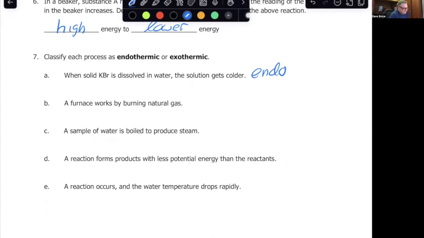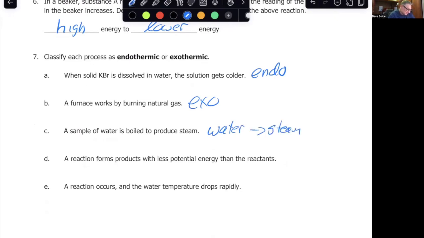A furnace works by burning natural gas. Well, that's a combustion reaction, which is very exothermic. This one's pretty easy. A sample of water is boiled to produce steam. So instead of going back and forth and thinking, I don't know what to do, just think about before and after. So a sample of water is boiled, which means it started as water and became steam.